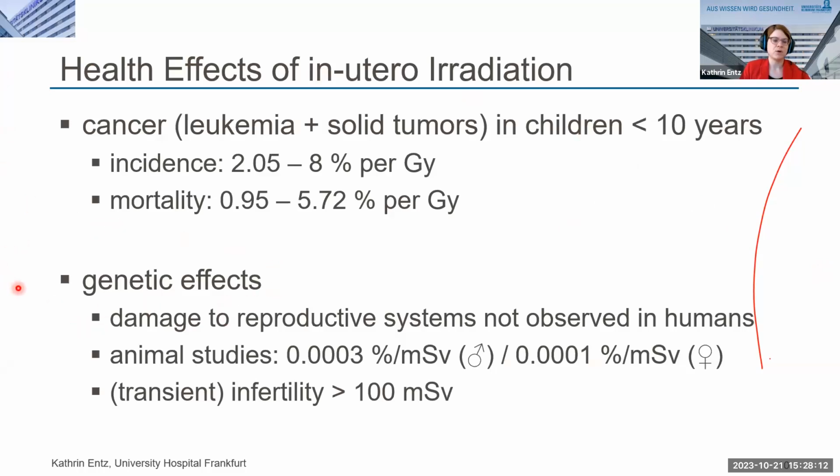Genetic effects are also most of the time listed, although nothing has ever been seen in humans, like any damage to the reproductive system, but they have seen it in animal studies. So just if you want to list them, you have here the risk coefficients. And other genetic effects might also be infertility, but that's more like a deterministic effect that you only see at higher dose values.